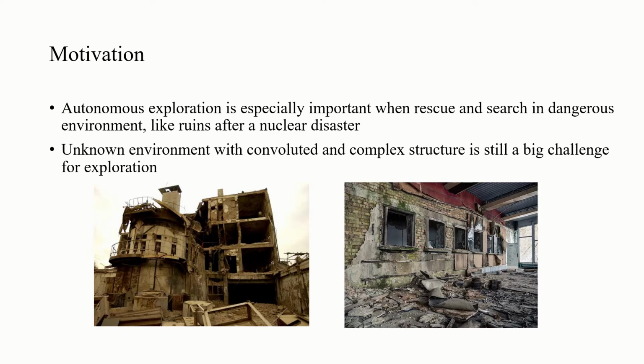In many search and rescue tasks, people need to work in really dangerous environments like the ruins after a nuclear disaster or an earthquake. If we can send a robot into this case and let it search the environments autonomously, then people don't need to take the risk to work in it. And also, if we make the exploration efficient, it could help shorten the time of search and rescue. But an environment with convoluted and complex structures like the figures is still a big challenge for exploration. So we want to make an algorithm that can handle these environments.